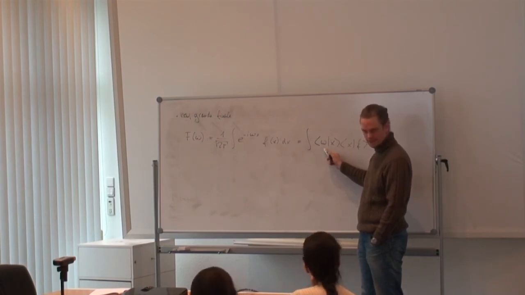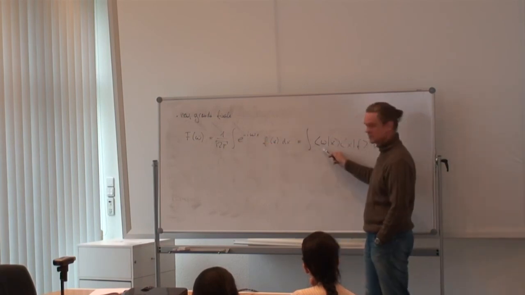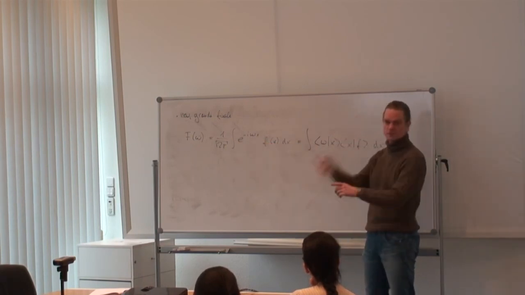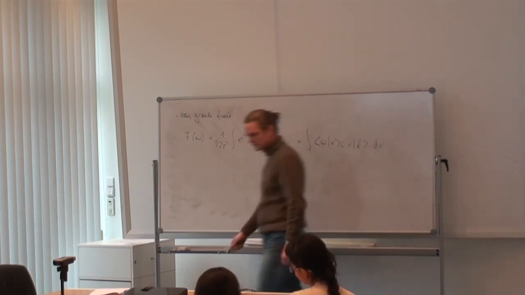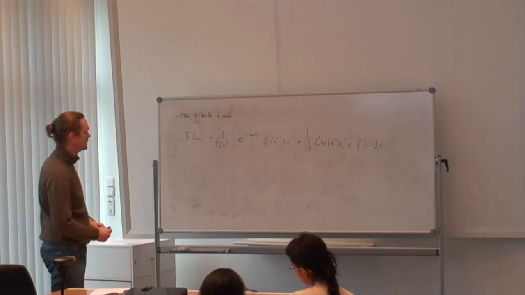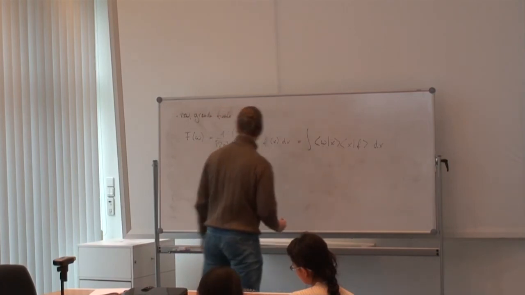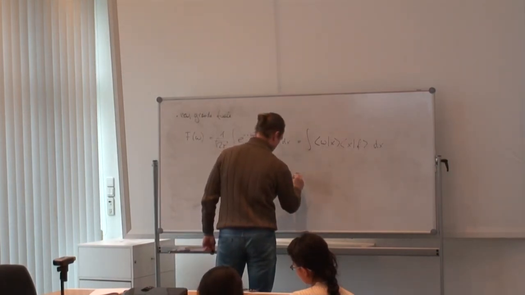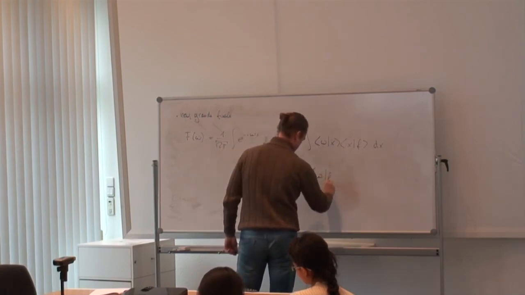We said that the ket omega is 1 over square root of 2 pi e to the I omega x, and here we have a minus I omega x. But this is actually the bra, because it's the complex conjugate of that. And there we go. We now remove this identity again. But I'll write it down here. This is the same as omega times f.